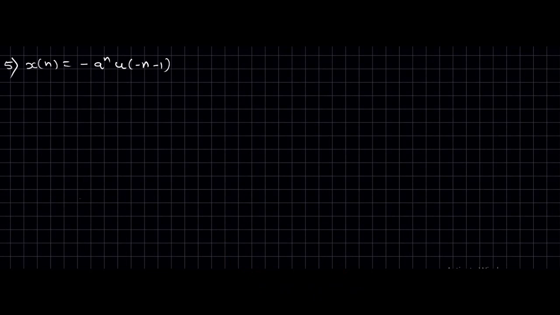Let us solve our next example. x of n is equal to minus a raised to n u of minus n minus 1. Now this is the anticausal sequence. I will show you how it is anticausal.